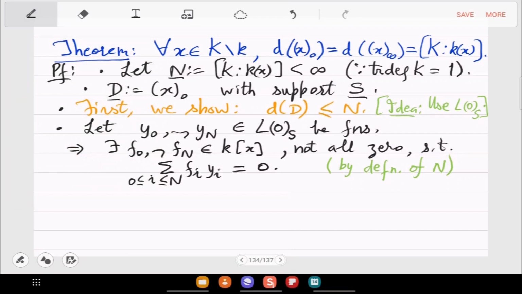For now it is not important. What is important is that for any n plus 1 functions, there is a dependence by fi's being univariate in x. And from this dependence, now we will conclude some interesting things.